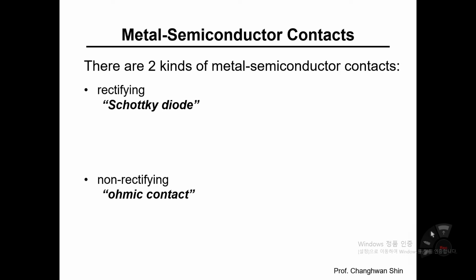Then the second type of the MS contact was defined as a non-rectifying contact, or named, so to speak, ohmic contact. So basically, if your MS contact has the function of an ohmic contact, it is very similar to a single tiny piece of silicon material. In other words, your MS contact is, simply speaking, a resistor.